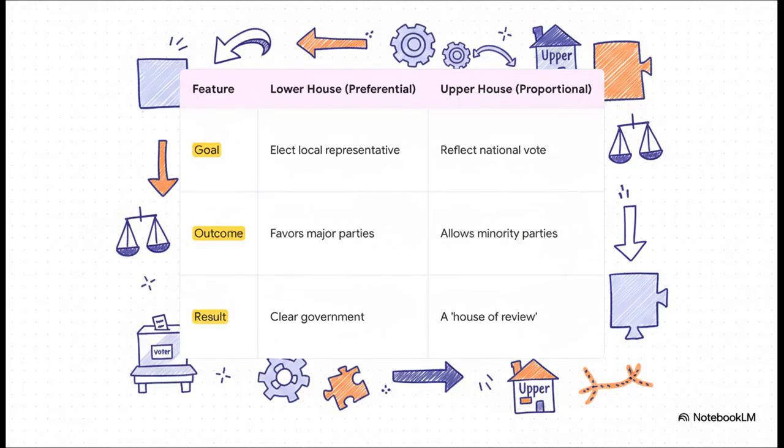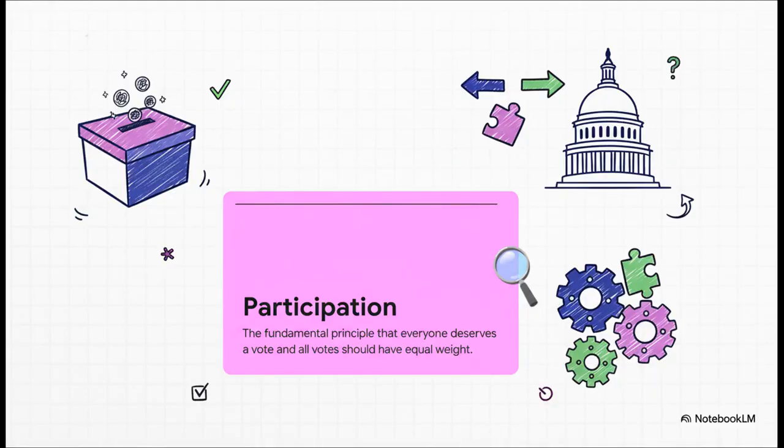And here's a perfect example of representation in action. A lot of democracies use two different voting systems to try and get the balance right. So you have the lower house, which is usually designed to give you a clear winner, a stable government. But then you have the upper house, which often uses proportional voting. That just means if a smaller party gets, say, 10% of the national vote, they get about 10% of the seats. The end result, you get a clear government, but also a diverse house of review to keep them in check.